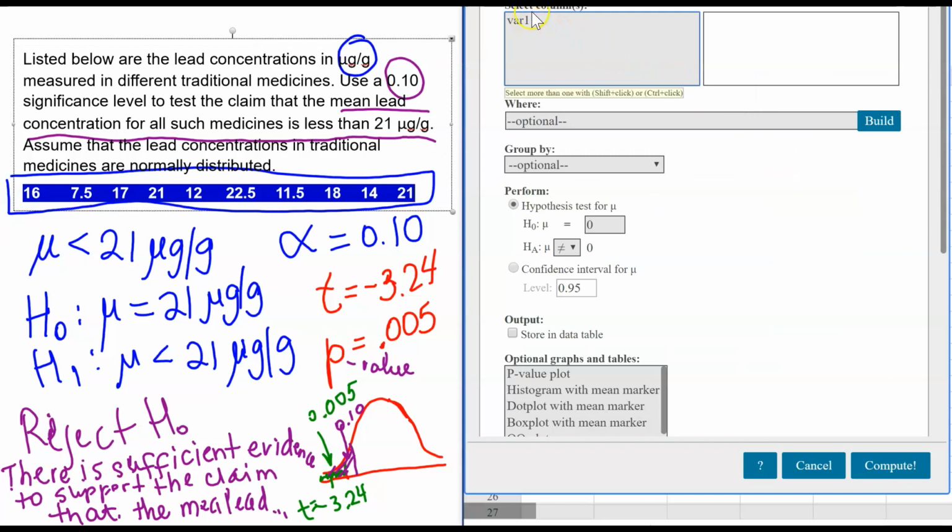We'll identify that we want our table, Var 1, and we want to perform a hypothesis test for mu. The null hypothesis is mu equals 21. The alternative hypothesis is mu less than 21. Click Compute.